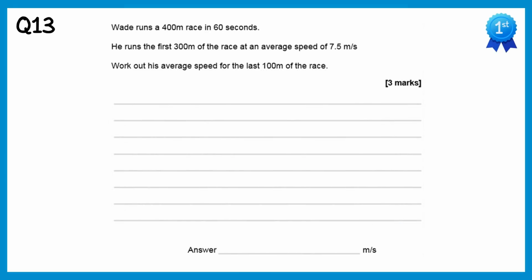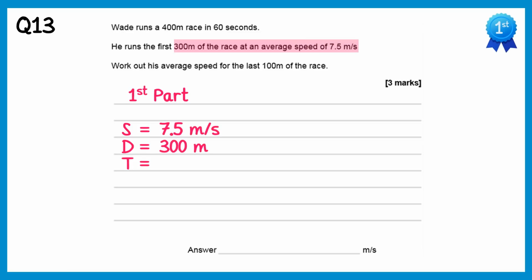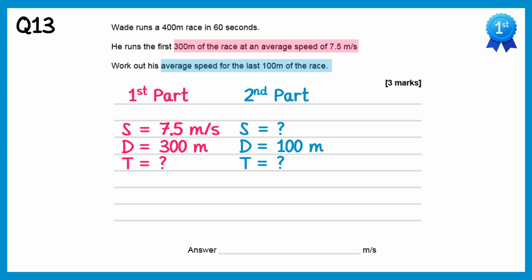This question comes in two parts, so we'll write down the speed, distance and time for each of those parts. So the first part, we're told in the question he runs 300 meters at a speed of 7.5 meters per second. So the distance is 300 meters and the speed is 7.5 meters per second. We don't know the time though. We'll then look at the second part. All we know for the second part is that the distance is 100 meters. We don't know speed or time.